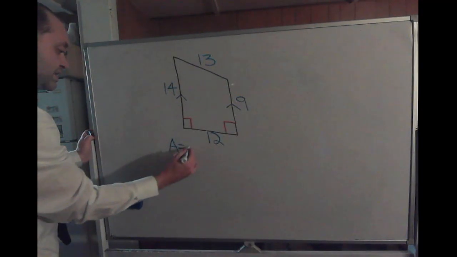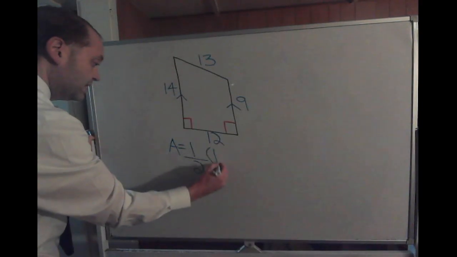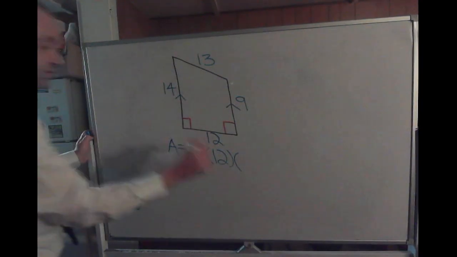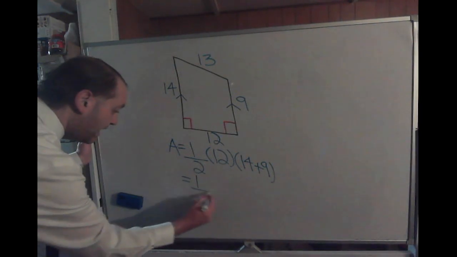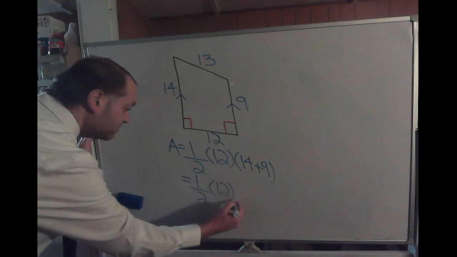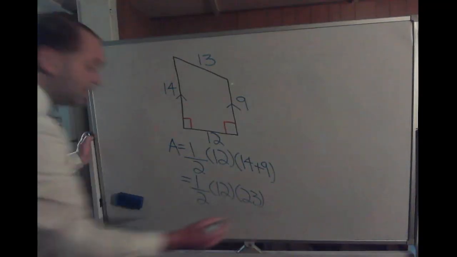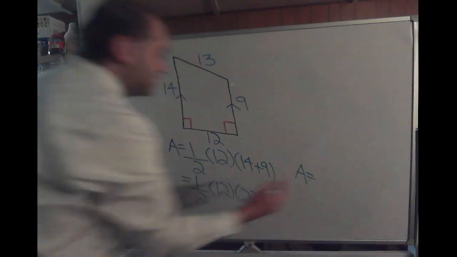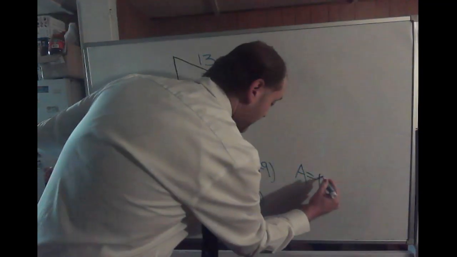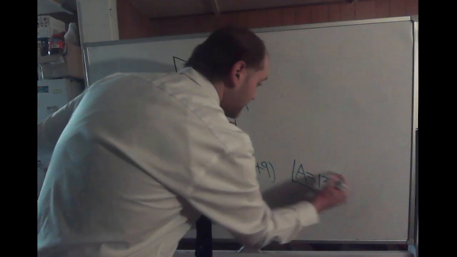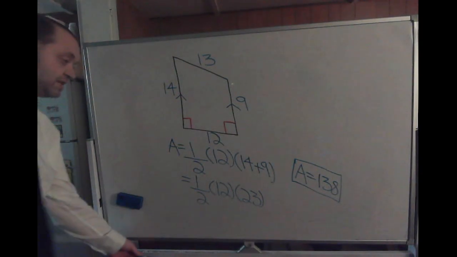Now to find the area, you're going to take 1/2 of your height, which is 12, times the sum of your two bases, 14 plus 9, which turns into 1/2 of 12 times 23. We know half of 12 is 6, but what is 6 times 23? That one I don't know off the top of my head. It's 138. So the area of this trapezoid is 138 square units.